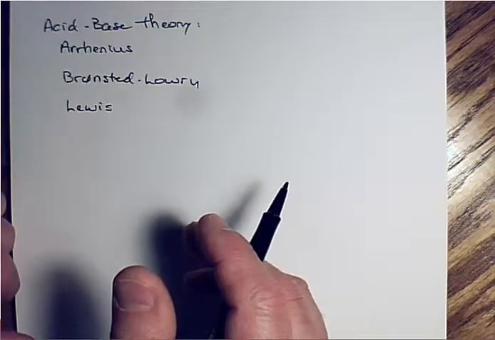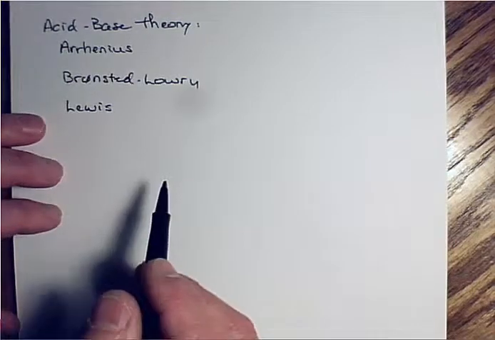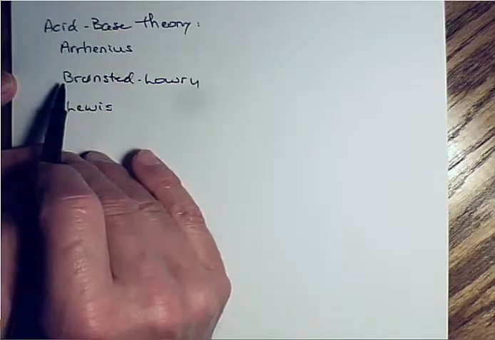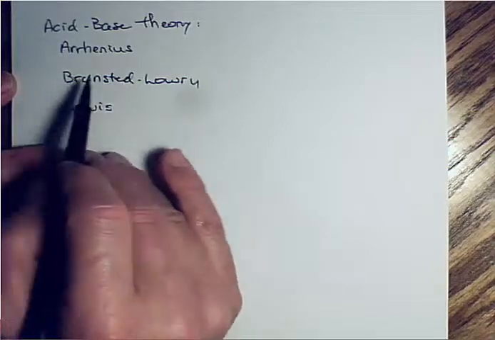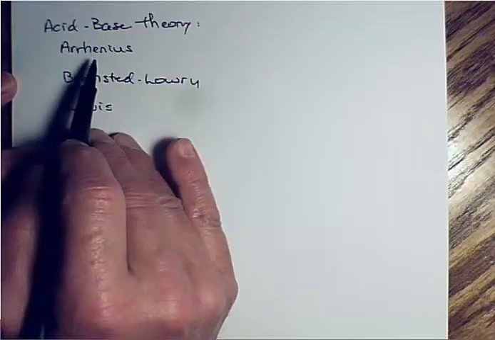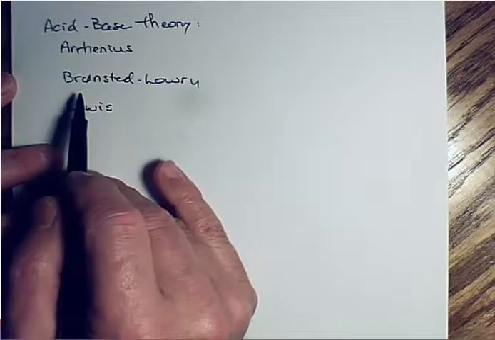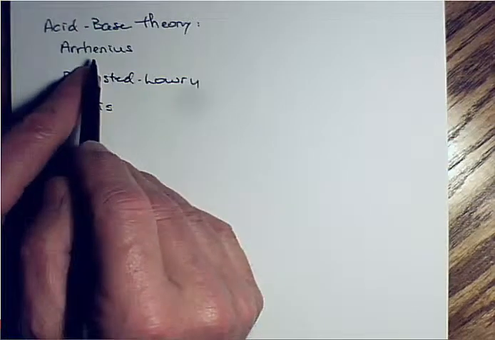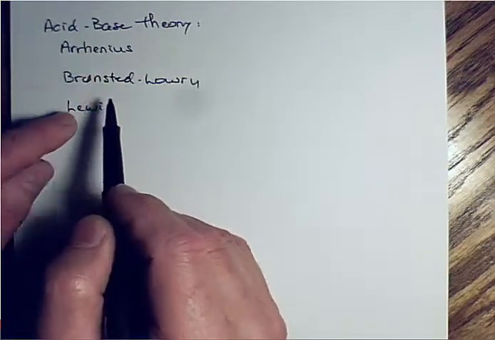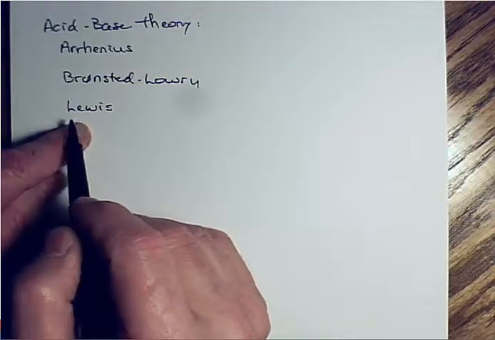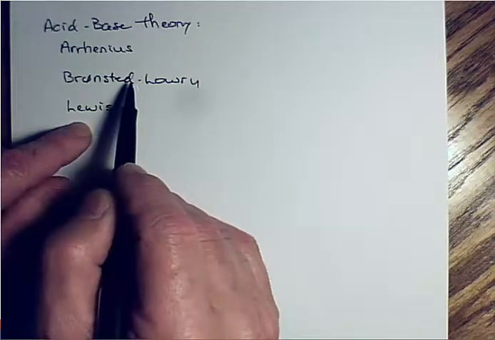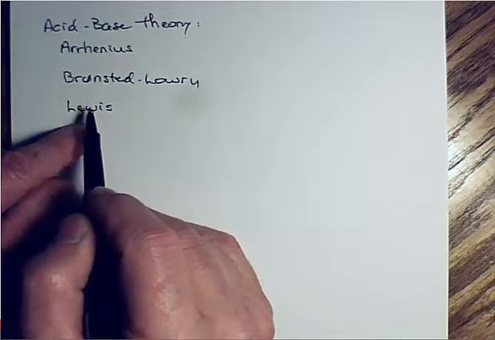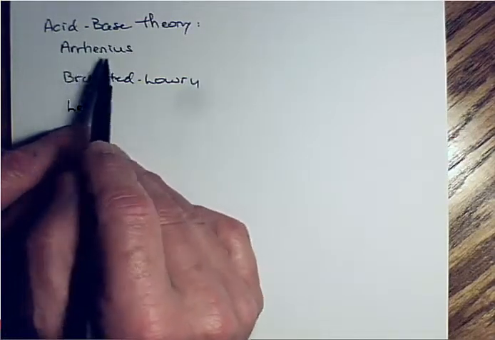Everybody with me? Now, all Arrhenius acids and bases would also be Bronsted-Lowry acids and bases, but not all Bronsted-Lowry acids and bases are Arrhenius acids and bases. So this is a more inclusive definition. More things would be called Bronsted-Lowry acids and bases than would be called Arrhenius acids and bases. And the same is true with Lewis. There are a lot more things that would be Lewis acids and bases that would not be Bronsted-Lowry. All Bronsted-Lowry acids and bases would also be Lewis acids and bases, but not all Lewis acids and bases would be Bronsted-Lowry acids and bases, and would not all be Arrhenius acids and bases.